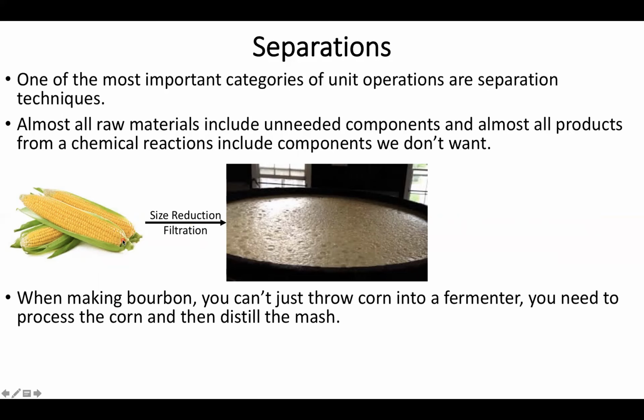And then I'm going to need to filter out pretty much everything I don't want. So that's going to be the cob, the husk, all of the shells of the corn. I'm going to need to pretty much filter out everything except for the ooey gooey sugary inside of those kernels. And only then am I going to actually have a chemical reaction. Yeast take care of this, so the actual reaction is the easiest step.